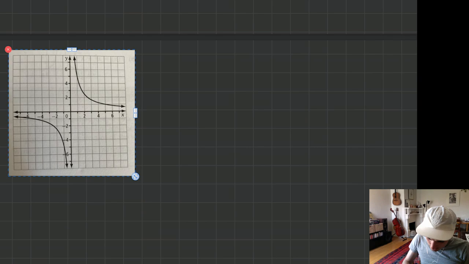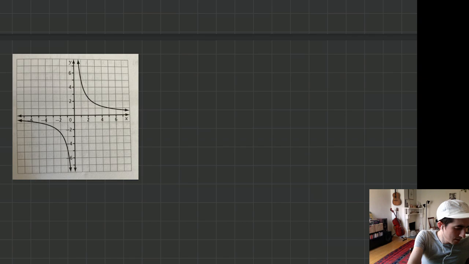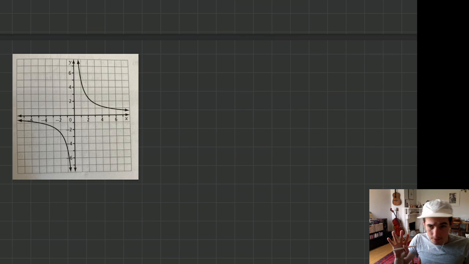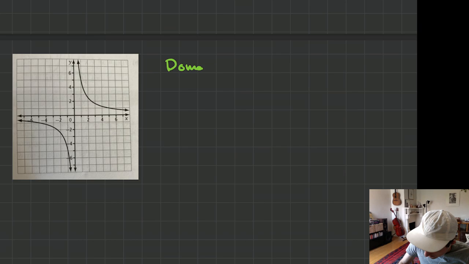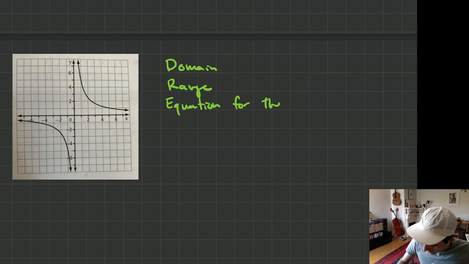So what I'd like us to do is, in the actual book, they want us to do three things, and I want to throw in a fourth thing. So it's asking us the domain, the range, and the equation for the vertical asymptotes.